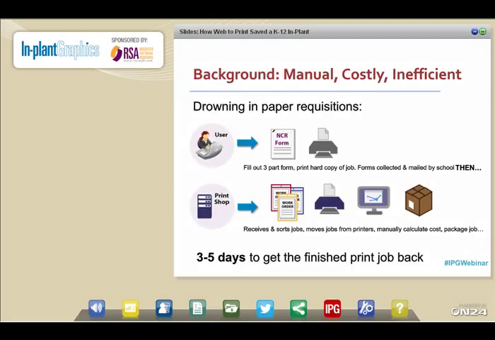So I'm going to talk a little bit about our background pre-web to print, give you an idea of where we were. We were drowning in paper requisitions. We had a system in place that was a 3-part NCR form that had to be filled out by the teacher. They submitted their job by printing out a hard copy in their building, attaching their NCR form, and then sending it via the warehouse delivery team to us, at which point we had to sort it, interpret it, move the jobs to the printers, calculate the job cost manually, package the job, and ship it back to the building.